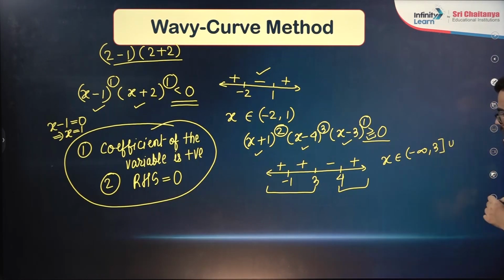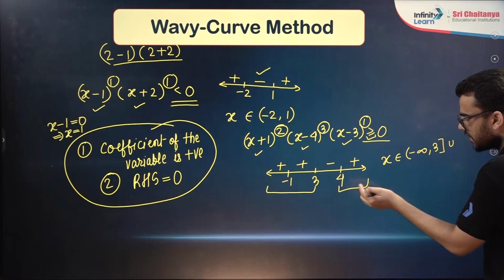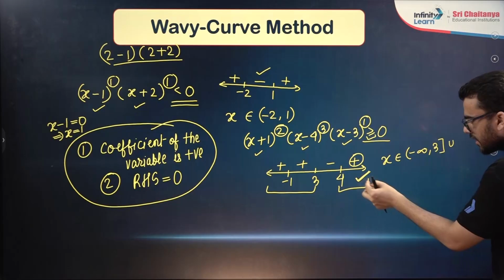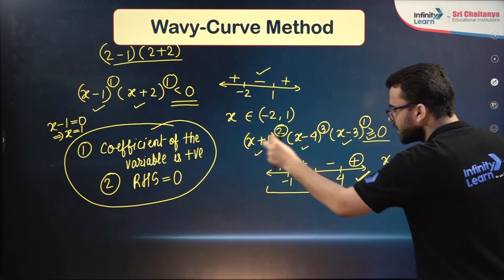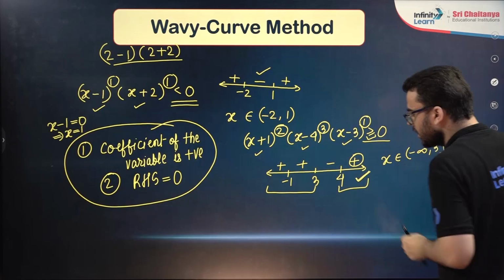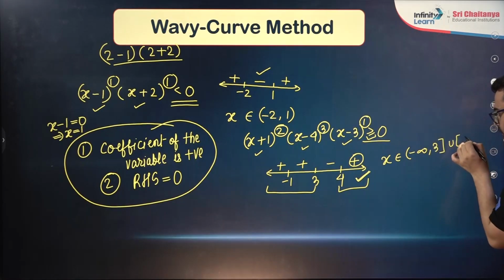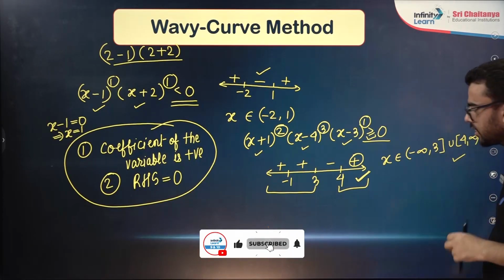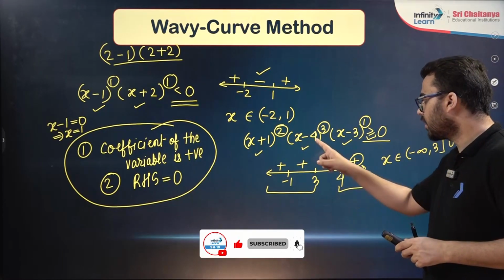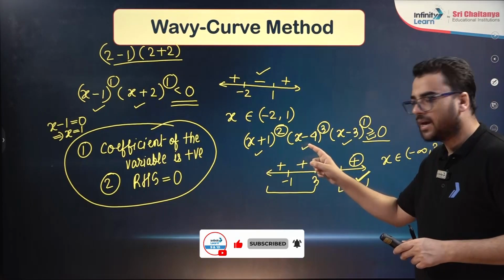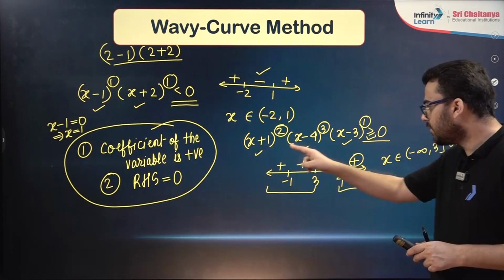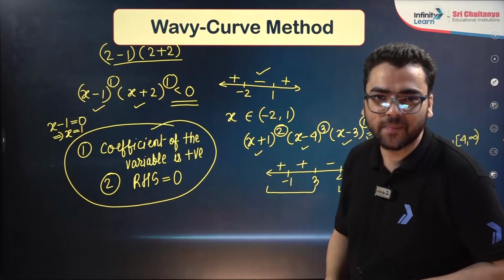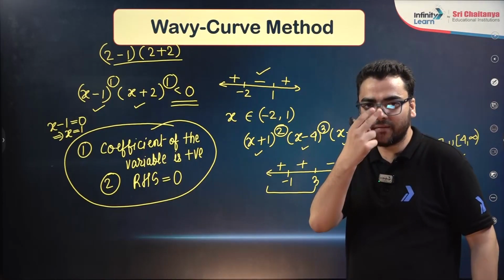Union, you see, union, because we have to include that as well. You have got plus over here. It means all the values of x which are greater than or equal to 4 will make this expression positive, right? So, 4 is included, closed interval 4 to infinity. So, that is the solution. Because 4 can also be included, as it is the zero of this polynomial. If you put x equal to 4 over here, that will make this expression 0 as well. I hope that is clear, guys. So, that's how you will do it in the wavy curve method.